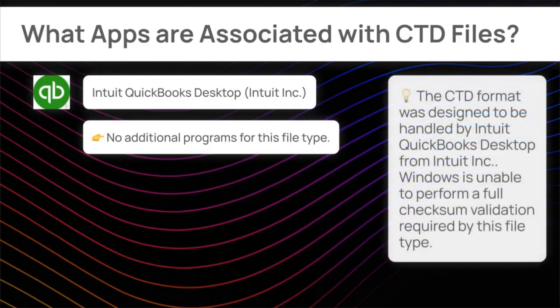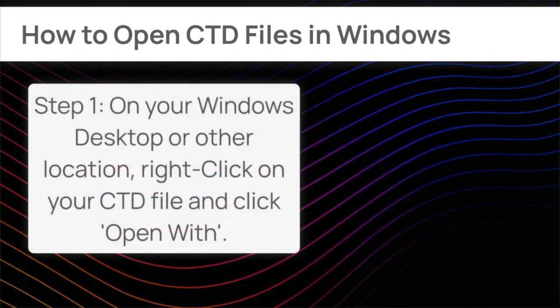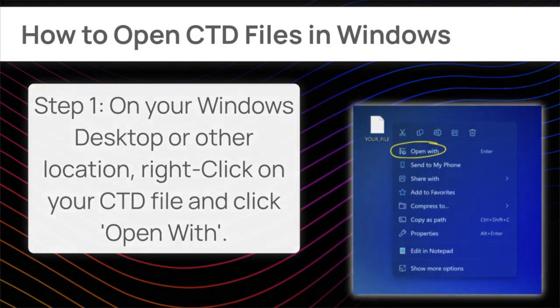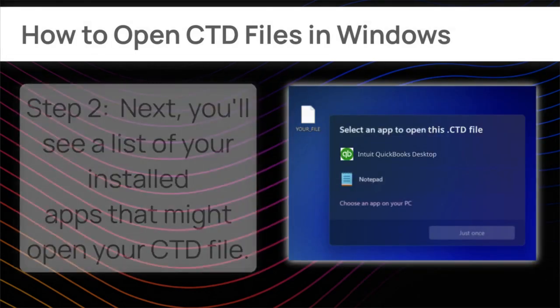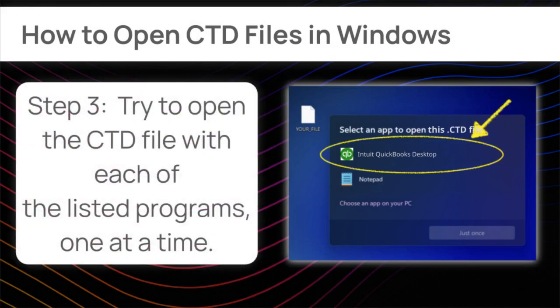Windows requires elevated permissions for the file, which dedicated software manages automatically. Windows can't show row-level content, so proper inspection needs a database utility. The key to fixing this CTD file is finding the right software association. Right-click it and choose Open With. Start with Intuit QuickBooks Desktop if available. If not, select another application from the list.